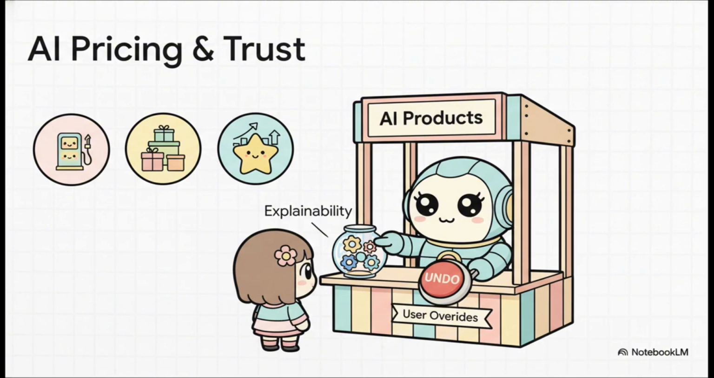Well, a few common models are usage-based, where you pay as you go, tiered, where you unlock more power at higher price points, and sometimes even outcome-based, where the price is literally tied to the results you get. But you know what? No matter which model you choose, it all comes down to trust. And one of the best ways to build that trust is to show your work, be explainable, and give users a big red button to override the AI when they think it's wrong.